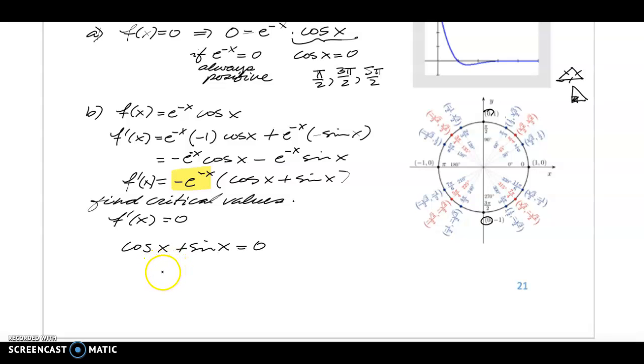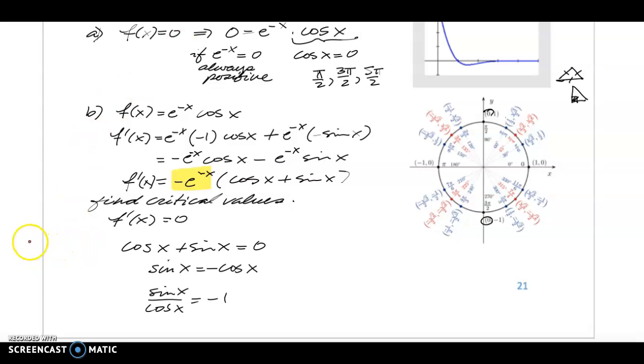And this will be, I'm going to say this. Sine x is equal to minus cos x. If I then divide everything by cos x, I'm going to have sine x divided by cos x equal to minus 1.